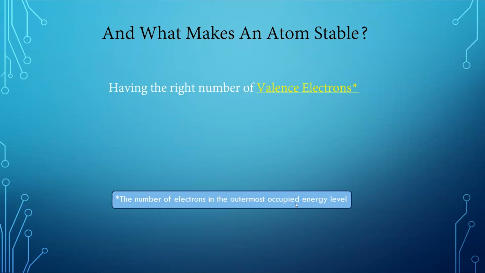They don't want to react with anything. If they don't have that right number of electrons, then their goal is to change that. They want to change the number of electrons they have so that they can become like these other elements that are already happy.